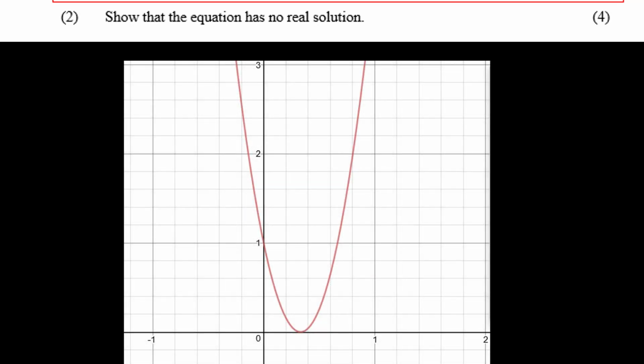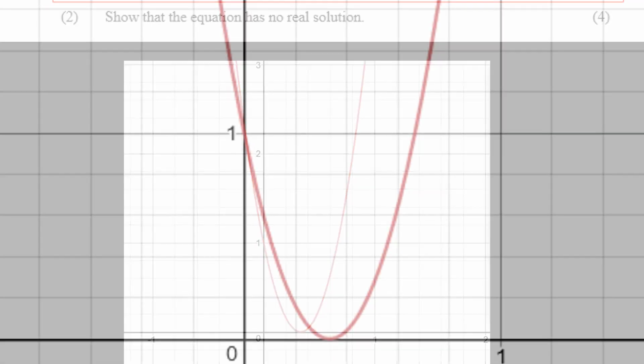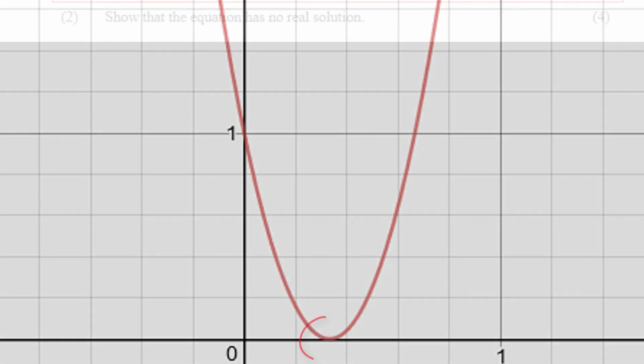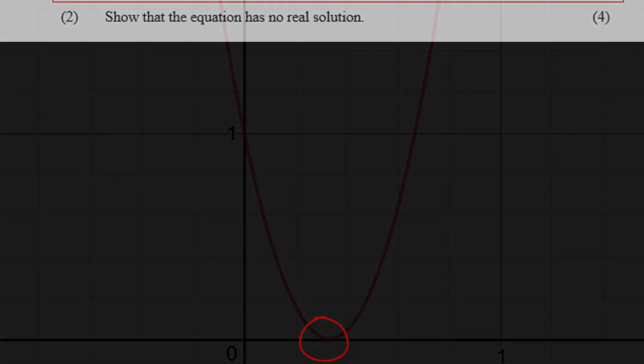Makes more sense if you look at the graph. You see that the quadratic touches on x equals 1 over 3, but does not include 1 over 3 as a solution. This function has no real roots.